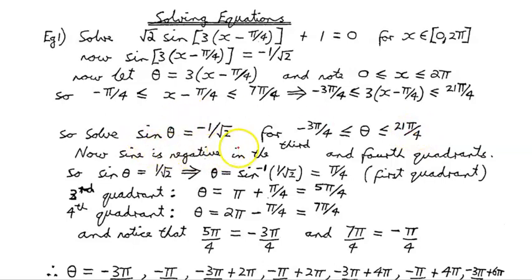Now sine is negative in the 3rd and 4th quadrants. Just to remind you of that good old rule, here are our quadrants. All, sine, cos and tan, are positive in the first quadrant. Sine is positive in the second quadrant. Cos is positive in the third quadrant.